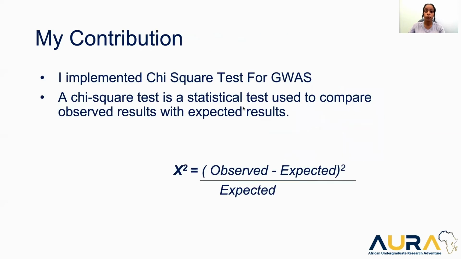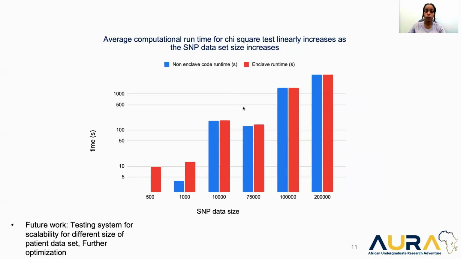By using these optimization techniques, I implemented a third kernel that handles the chi-square test for GWAS. A chi-square test is a statistical test that is used to compare the observed results with expected results. I also implemented a sample genomic data generator that was used to test the performance of this kernel. By fixing the patient data set size to a few hundreds and by varying the SNP data set size, I was able to observe that the runtime for the chi-square test for GWAS in SGX linearly increases as the SNP data size increases.